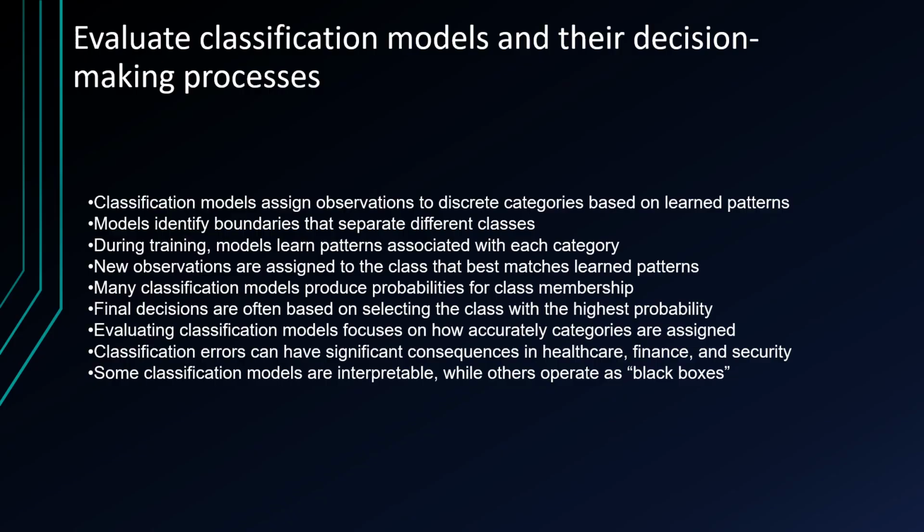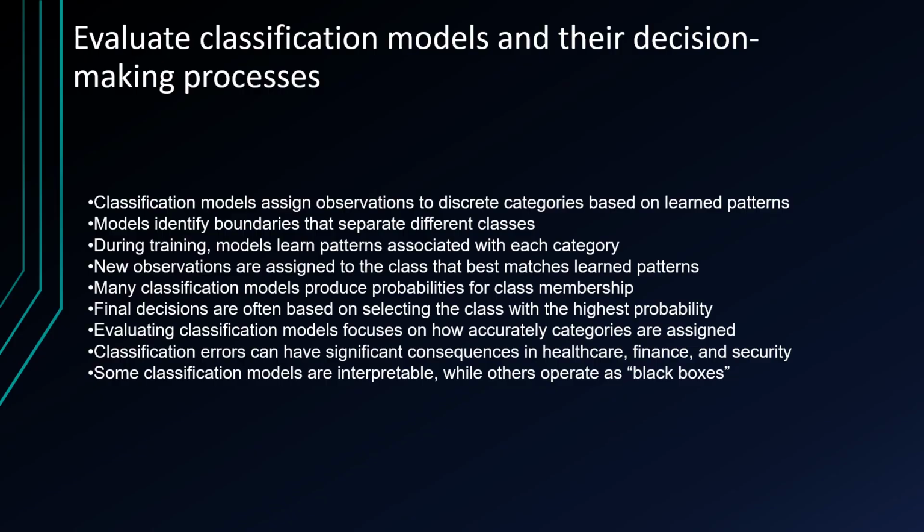At a fundamental level, classification models are designed to assign observations to discrete classes. During training, the model analyzes historical labeled data in order to learn patterns associated with each category. The training dataset contains input variables along with the correct class labels for each observation. By studying these labeled examples, the model gradually identifies relationships that distinguish one class from another.